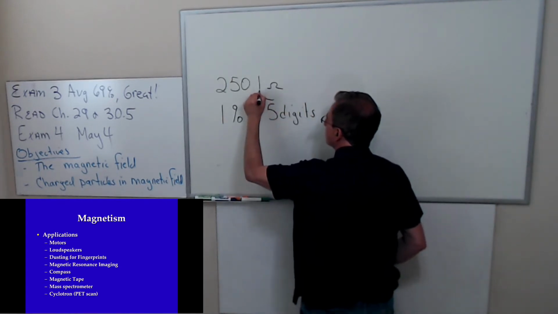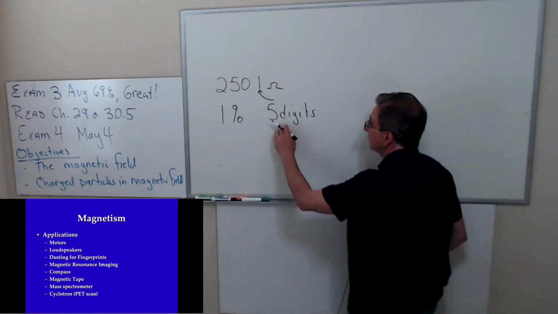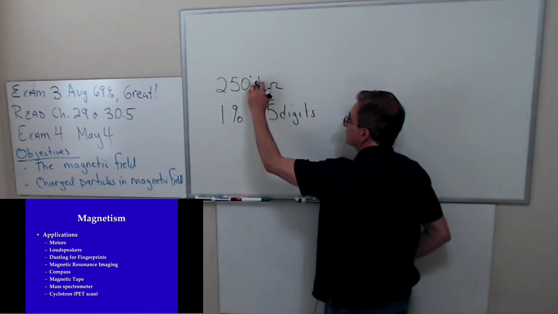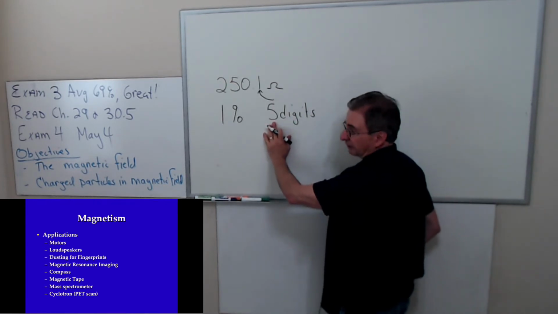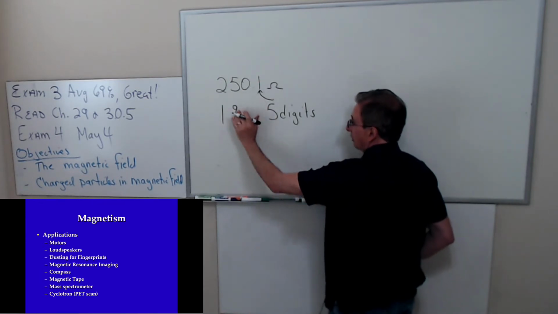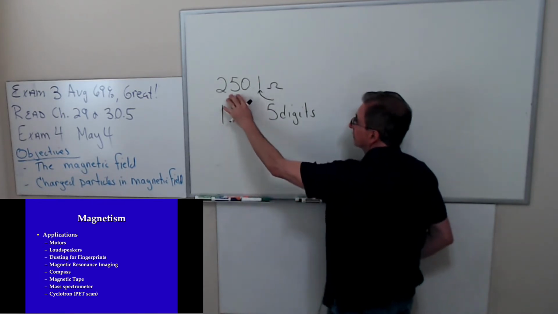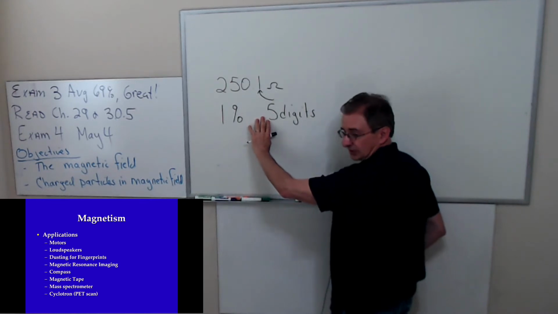This represents the uncertainty in the last digit. So this means that this last digit is off by 0.5. Aside from the 1%, this value can be either 250.6 or 249.6.